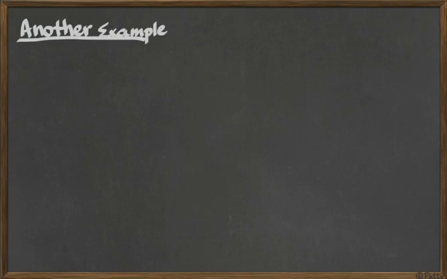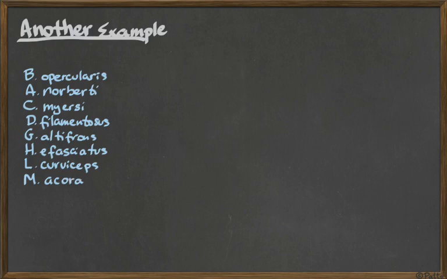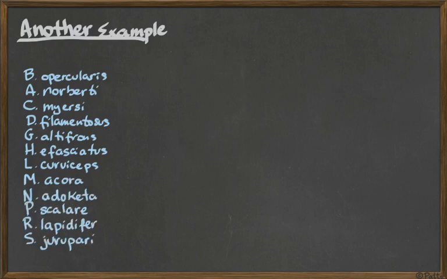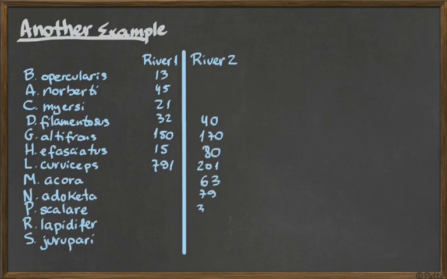One more example. So let's work on one more example. I have here some animals that live in rivers. So I have a list of species found in rivers, and I'm going to be having 2 different rivers in here. River number 1 and river number 2. And the number of individuals found for each species in there, they have some species that are different. So river number 2 doesn't have the B. opecularis, the A. norberti, the S. imiersi, okay, but has other species that river number 1 doesn't have. And they have some in common.